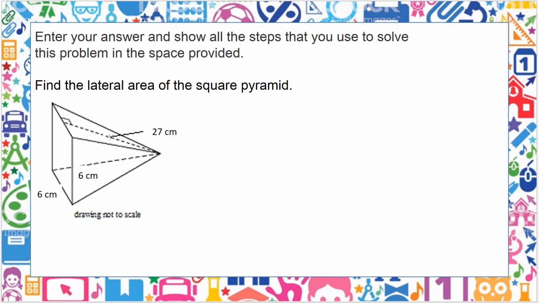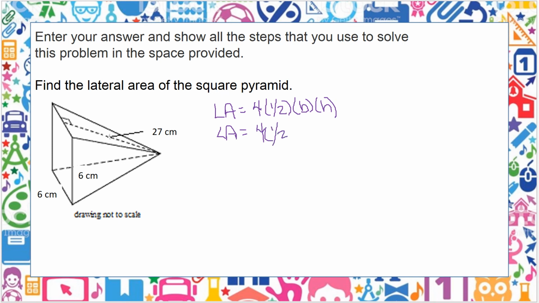Okay, now we're going to find the lateral area of this square pyramid. So the formula for the lateral area is 4 times 1/2 times the base times the height.